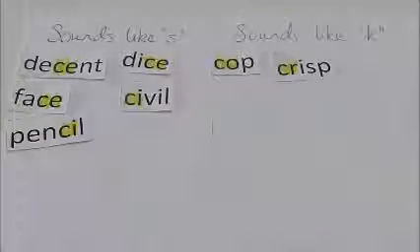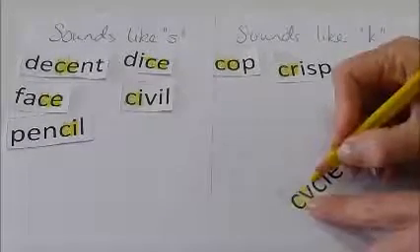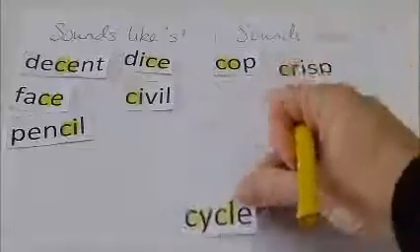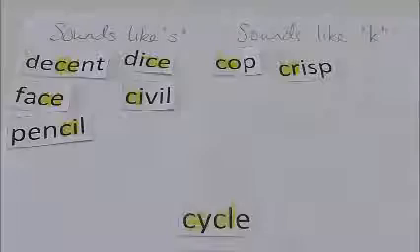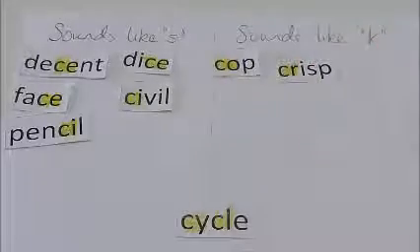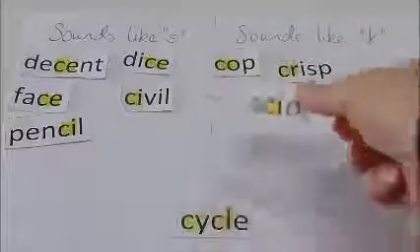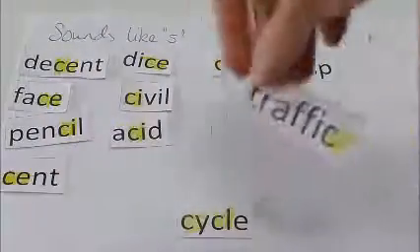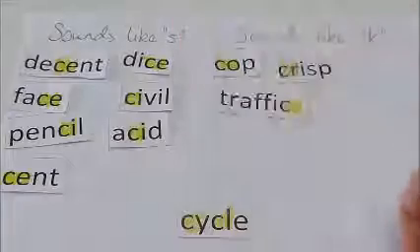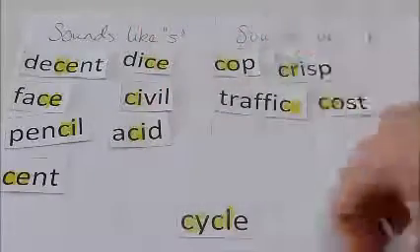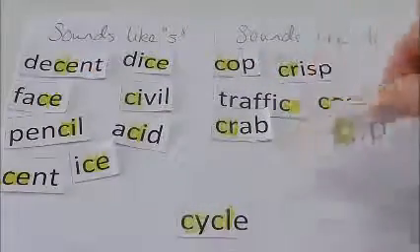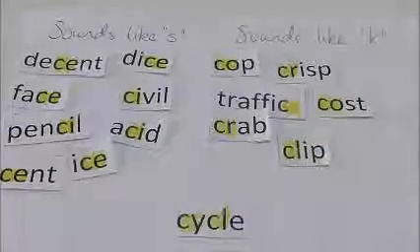And now cycle. Oh, hasn't coloured in both of them. Whoops. Cycle has got two, hasn't it? So one of those is a S sound and one of them is a K. So it's borderline. That's a S and a K sound. Acid, that's a S, and scent. Traffic. Cost is K. Crab. And ice. And clip is a K. And club. K.